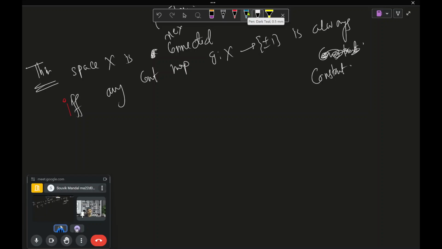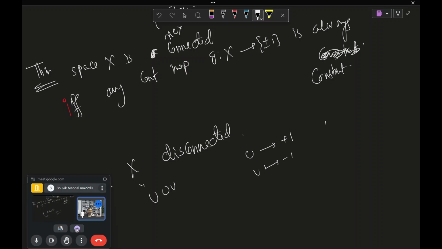If X is disconnected, then it's the union of two disjoint sets, so you can map one to plus one and one to minus one. Correct, very nice. The intersection is empty, so from the union this map is continuous. So that's fine.